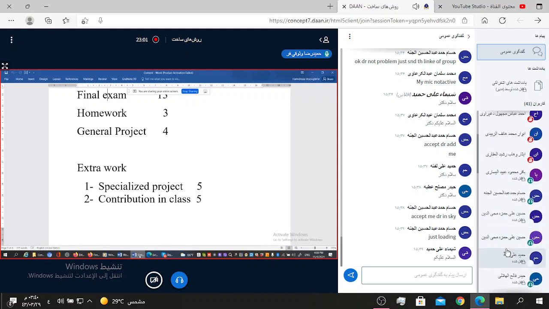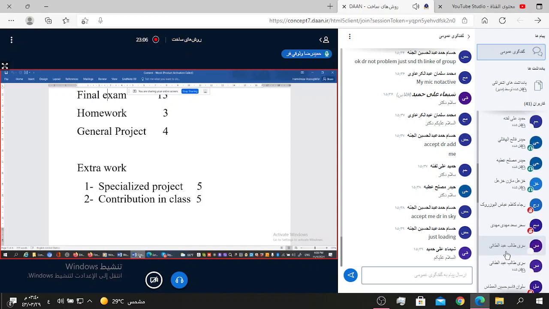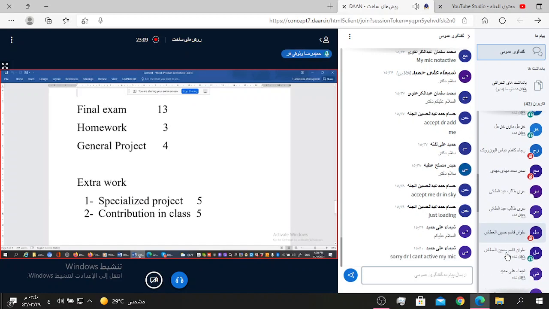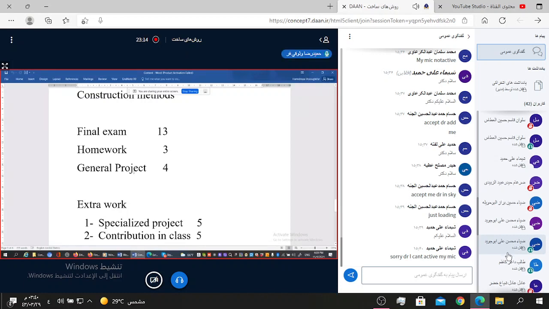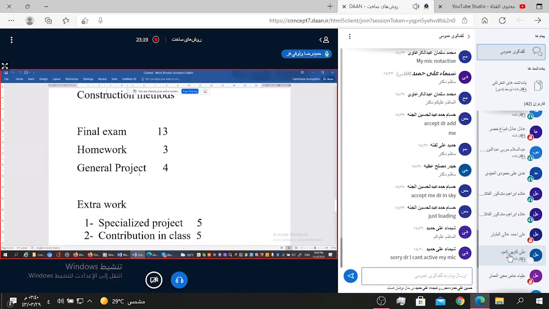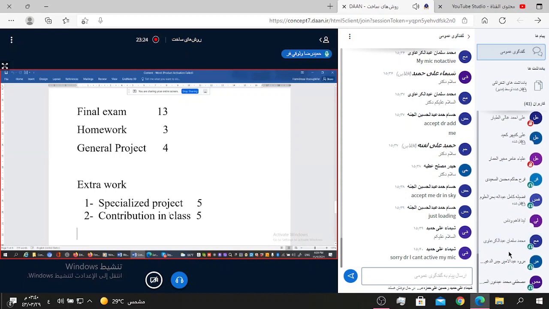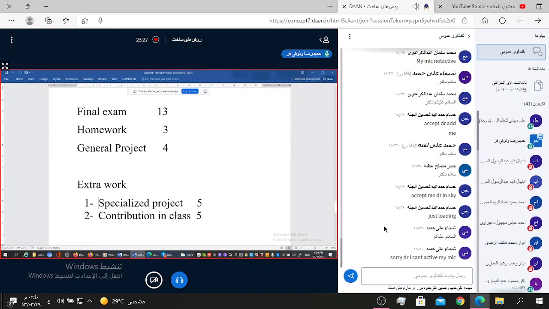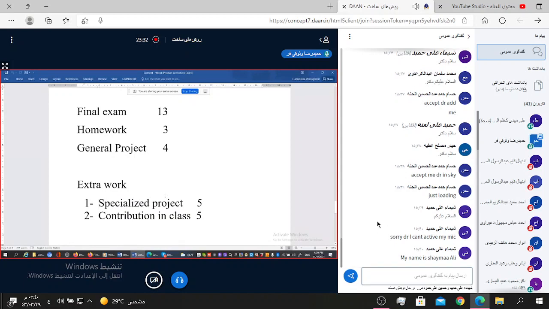And in our class we have another extra work, specialized extra work. The summation of the final exam, homework, and general project is 20 points. And this is the extra point for your work, for your specialized work. If after presenting a general project, one of the students maybe calls me about the specialized project.